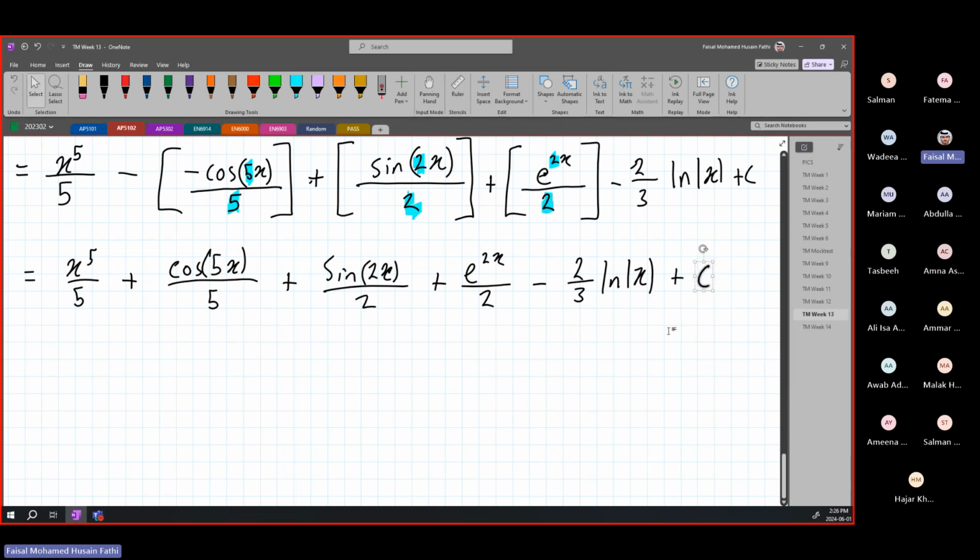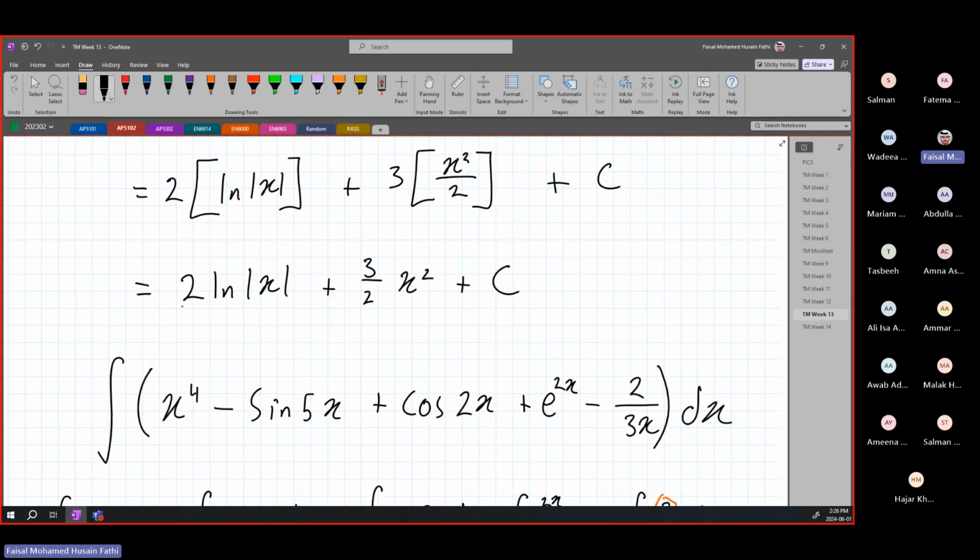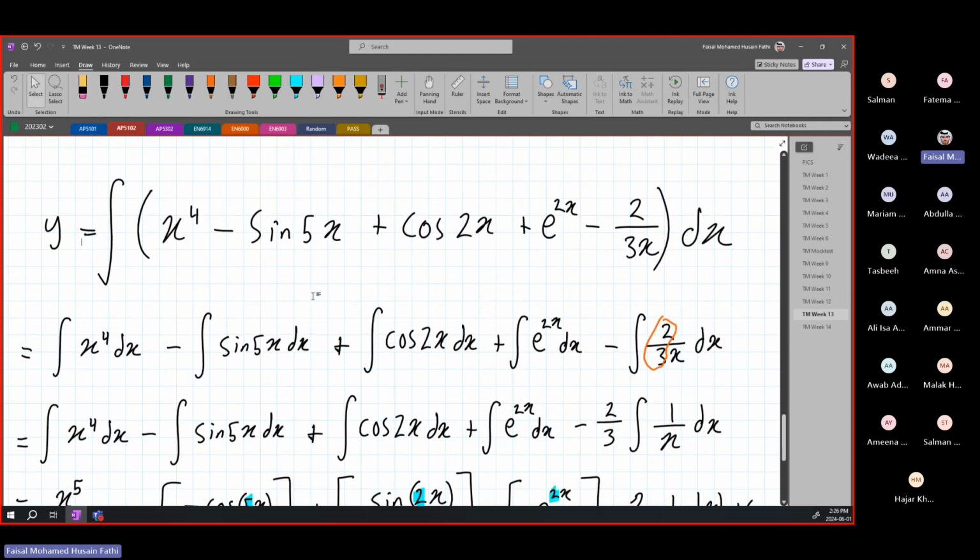So what if we wanted to find the value for C? All right. Let's say for this example, we wanted to find the value for C. The question will mention something like they will say that Y, this is Y, all right? They're going to say that Y is equal to this, or Y is equal to the integration of this, okay?